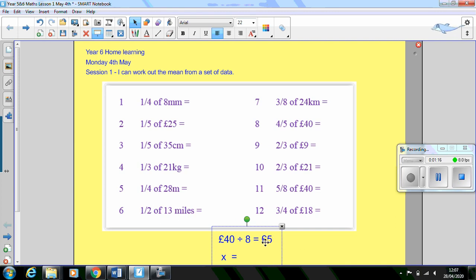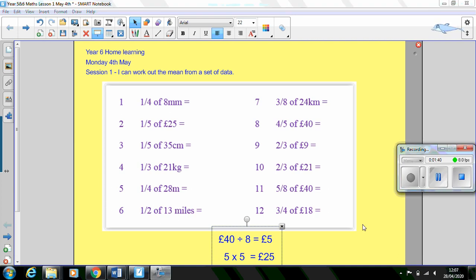Now we found out 1/8 there, but we need to get the 5/8. So we simply multiply that £5 by 5, which is the 5/8, to get the answer of £25. Have a go at the questions. I'll press pause and I'll see you in 2 or 3 minutes.